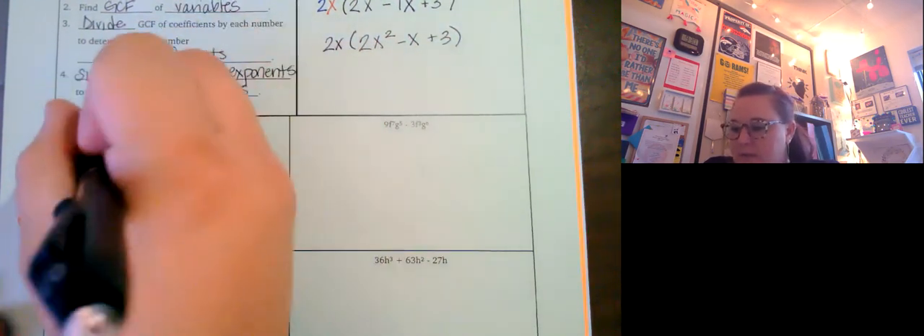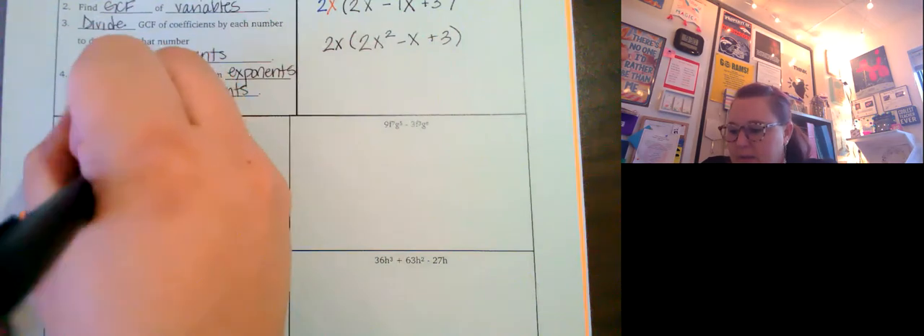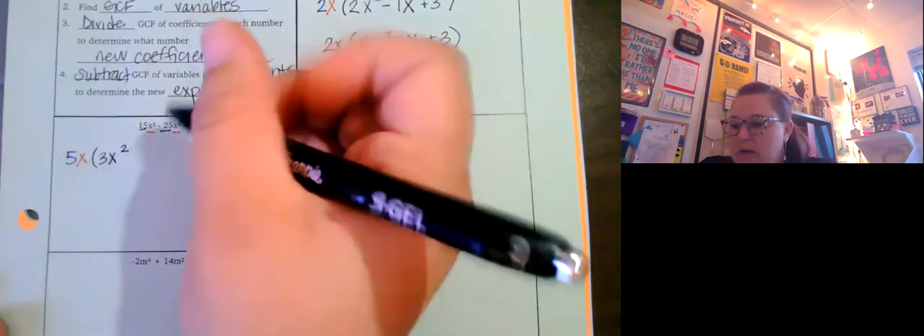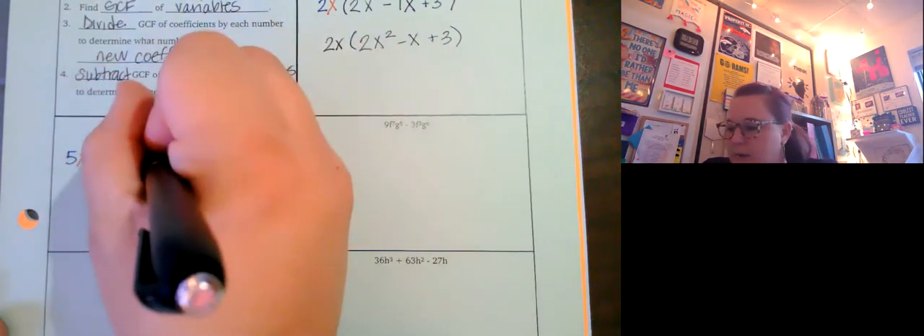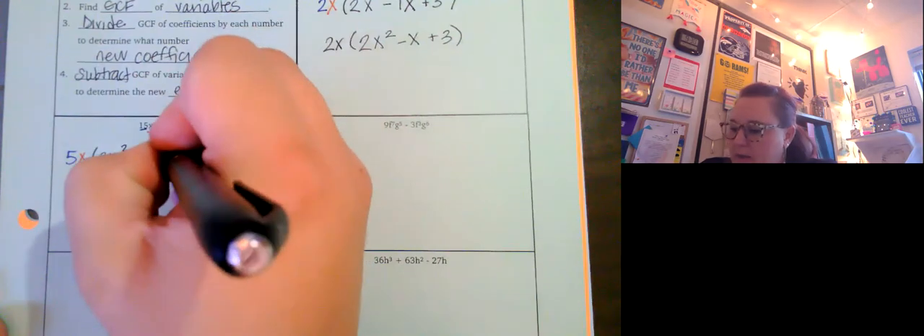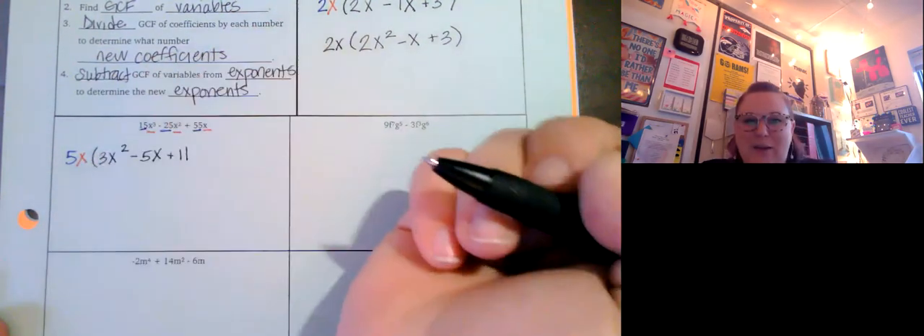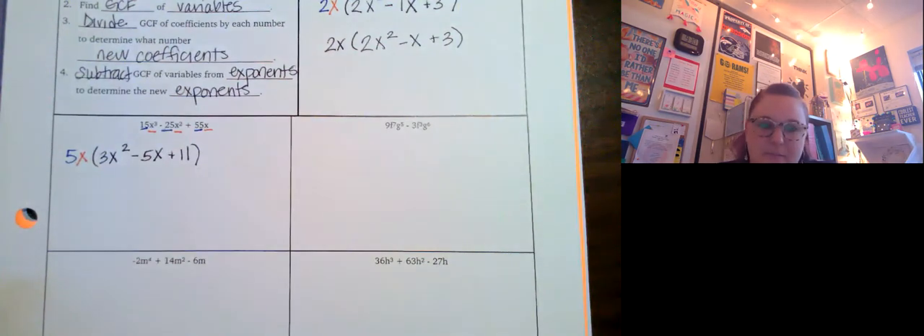15 divided by 5 is 3. X to the third divided by x would leave us with x squared. Negative 25 divided by 5 would be negative 5. X squared divided by x would leave us with just x. 55 divided by 5 would be 11. X divided by x would leave us with no more x's. And there's my factored form of my polynomial where I took out that greatest common factor.